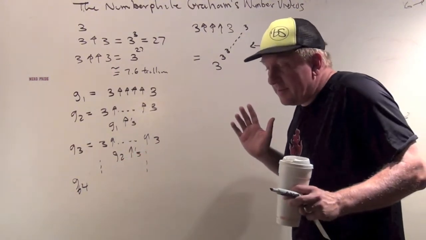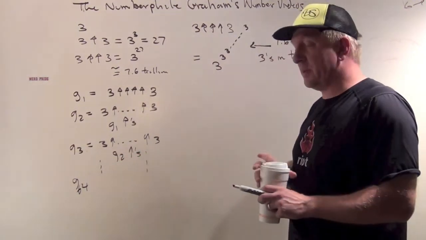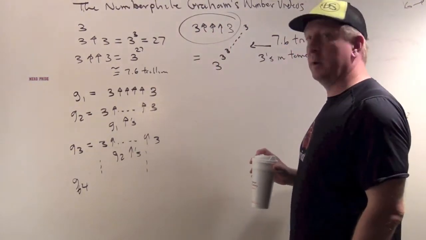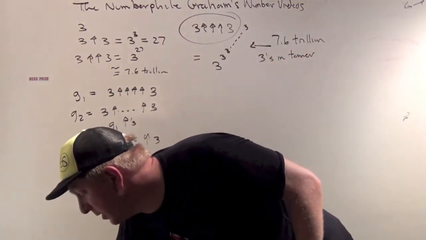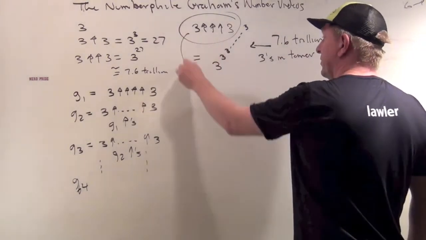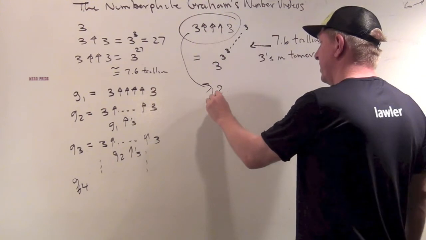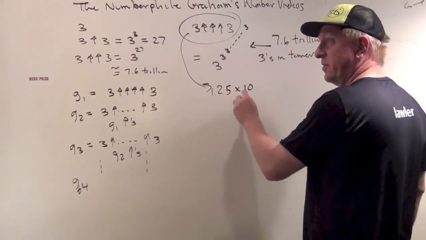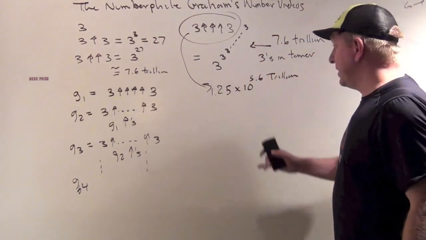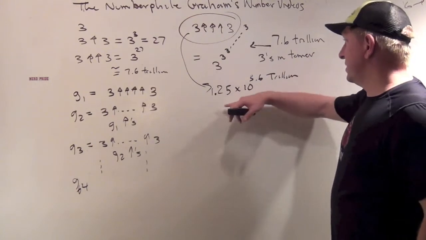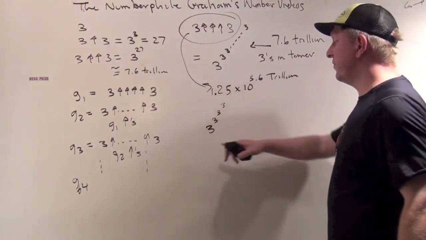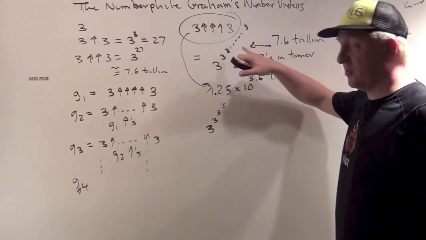It's very difficult to even think about or understand, but the thing in the NumberPhile video that I want to talk about is their computation of 3 up arrow 3. They say that this number, 3 up arrow 3, is about 1.25 times 10 to the 3.6 trillion. And that, unfortunately, is not correct. That number is 3 to the 3 to the 3 to the 3, so 4 3s in the tower, not 7.6 trillion 3s in the tower.